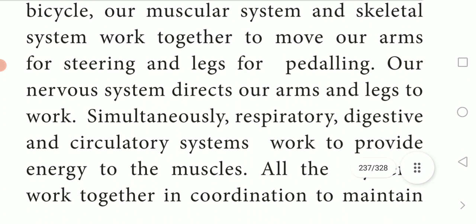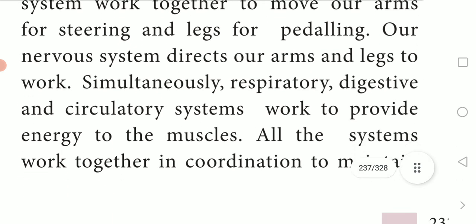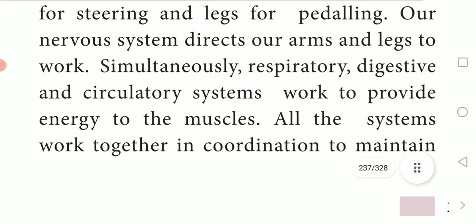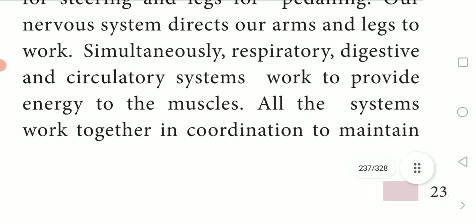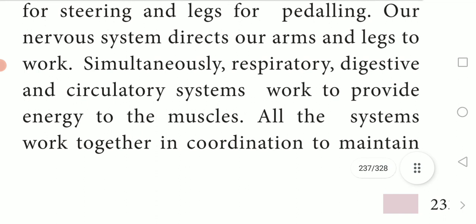Not only these three systems are working. Which are these three systems? Our muscular system, skeletal system and the nervous system are not the only ones working in a coordinated way. At the same time, some other systems are also working in our body. What are those systems? We'll see now. The respiratory system, digestive system, and circulatory system work to provide energy to the muscles. So these other organ systems are also helpful to provide energy to the muscles.